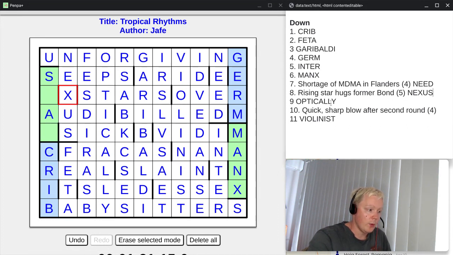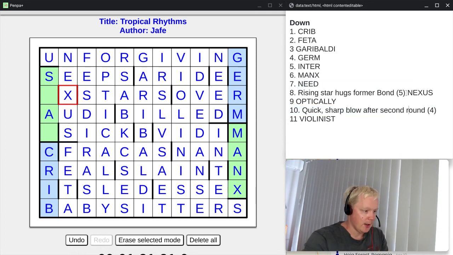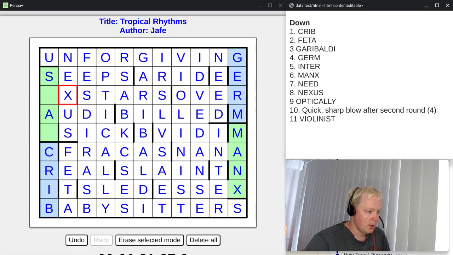And now, remove this. And now we can remove this, and we have one clue left, which is this one, and it's now between O and V in alphabetical order. Quick, sharp blow after second round.